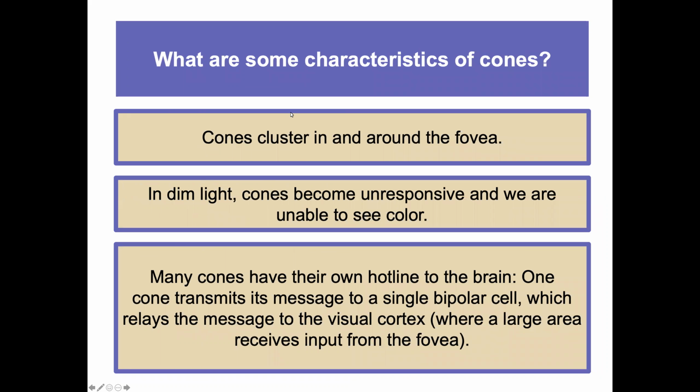Some characteristics of cones. Again, they cluster around the fovea. In dim light, cones become unresponsive and we're unable to see color. Many cones have their own hotline. Singular cones have their own hotline to the brain. One cone transmits its message to a single bipolar cell, which relays that message to the visual cortex, where a large area receives input from the fovea.